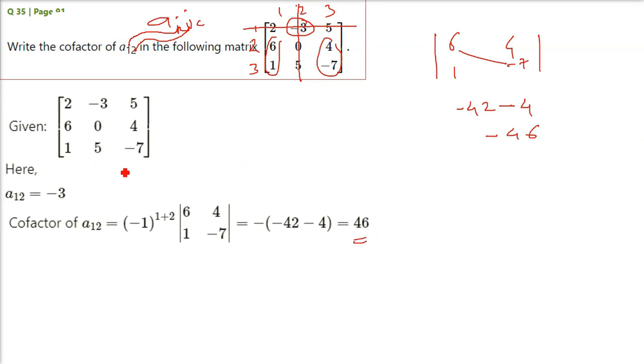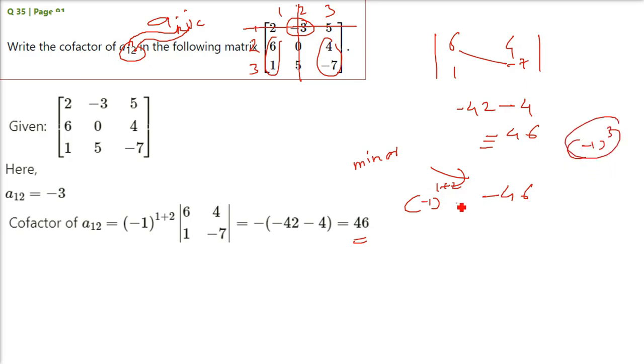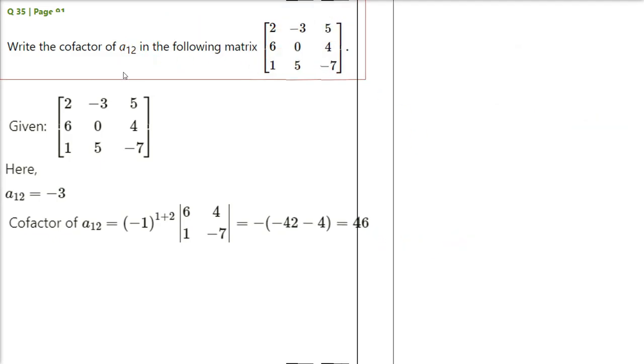Now in order to find out the cofactor, you have to multiply it with minus 1 to the power i plus j. What is i? What is j? i is 1, j is 2. So i plus j is 3. Minus 1 to the power 3 is minus 1. So you have to multiply this minor with negative 1. Because 3 is odd, it is going to be negative 1. Multiply, you get 46. Please remember, cofactor is minor with the sign.